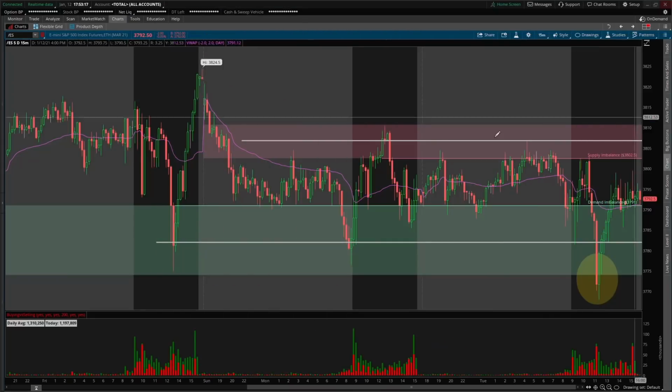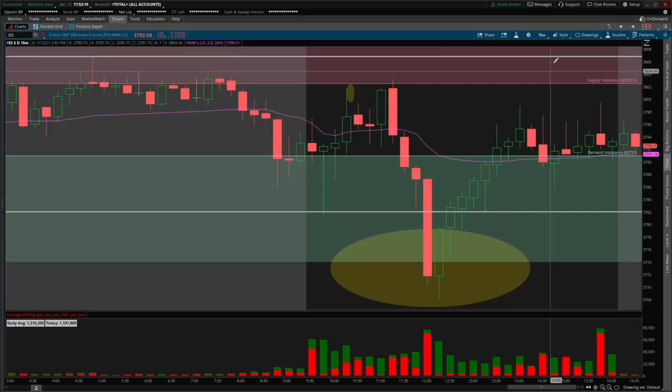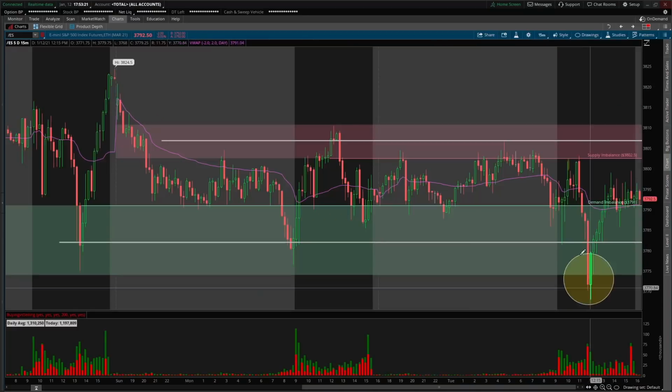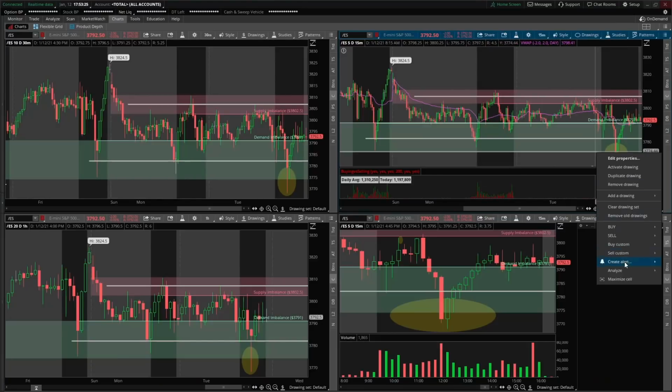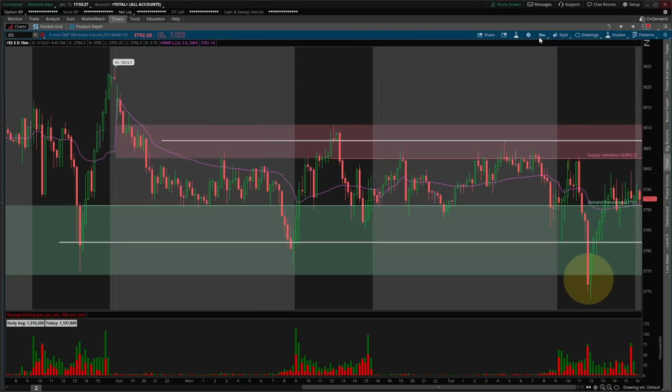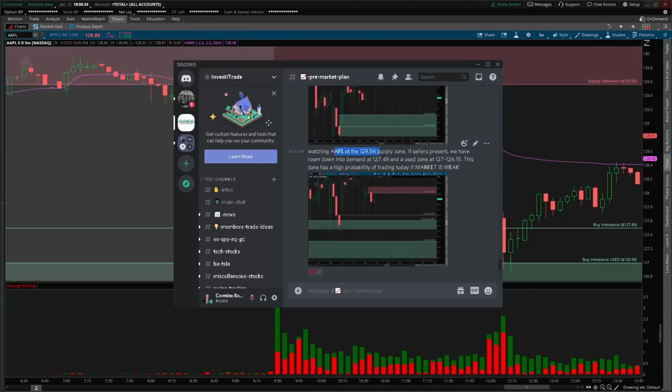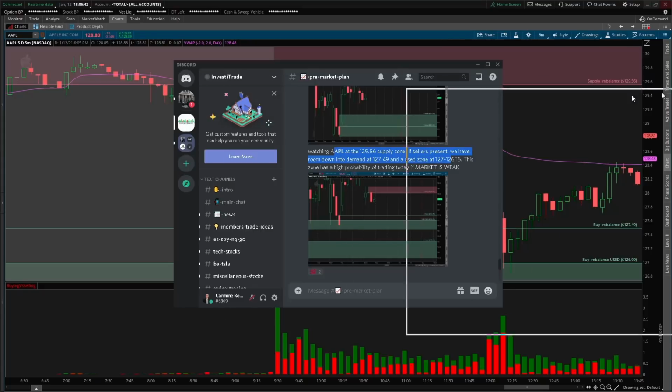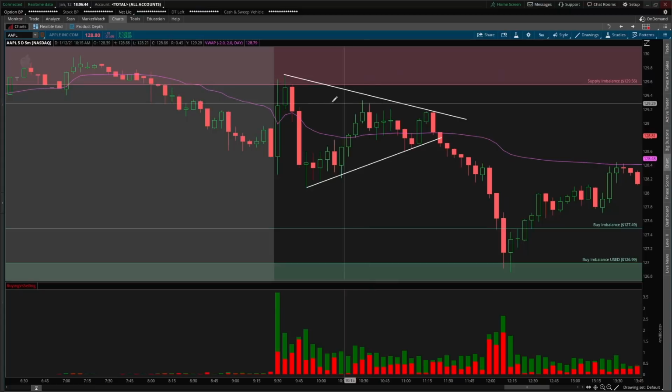So that was that, and we rallied pretty much towards end of day, and these responsive buyers held going into the close. They did not make price go lower. So very interesting reaction. Pretty much in this market, every dip we've been seeing has been getting bought up. Apple, in the pre-market plan, we had supply at 1256. If sellers are present, we have room to go to demand at the zone around 127.50 to 126.15.